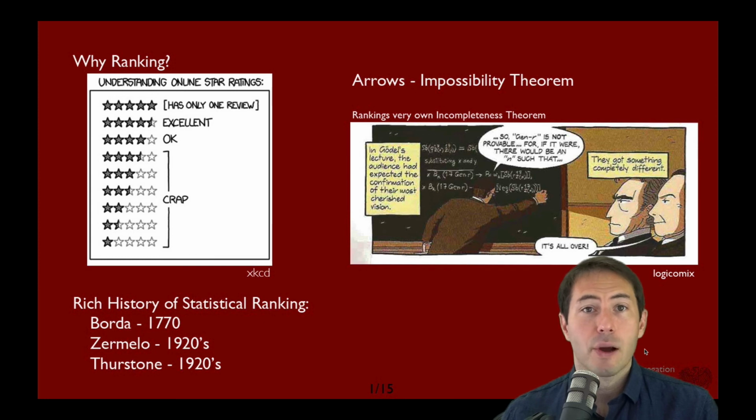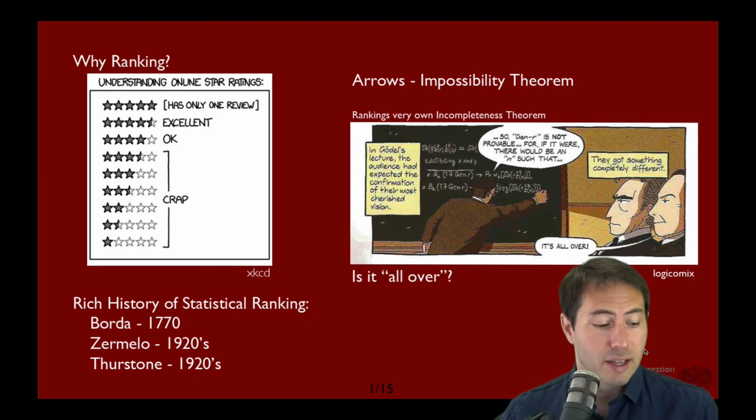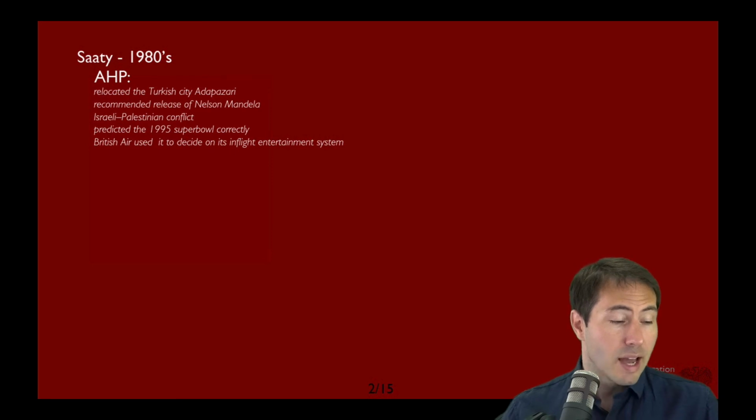So the question then becomes, if there exists for any large enough number of individuals a proof that you don't necessarily need to have agreement across the entire group, then should we just give up on ranking as an approach? So the question is really, is it all over? Is that the end of it? And of course, that's not the case.